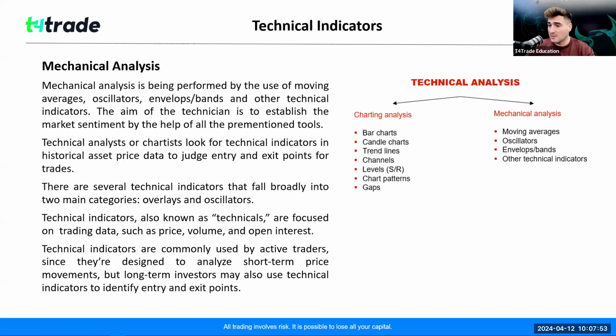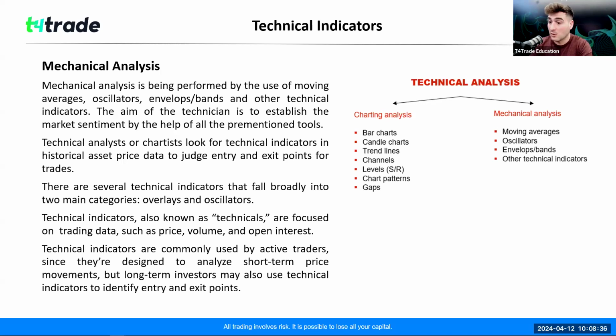Technical analysts or chartists look for technical indicators in historical price data to judge entry and exit points. In a sense, we use these tools to detect the most accurate areas for entering and exiting a position. There are several technical indicators that fall broadly into two main categories. We call them overlays and oscillators. Overlays go on top of the chart, oscillators go below the chart.